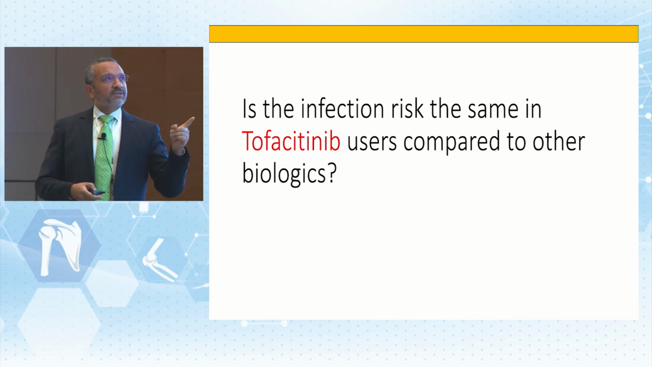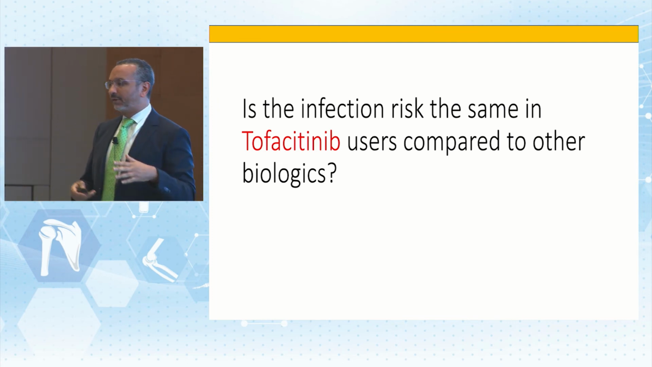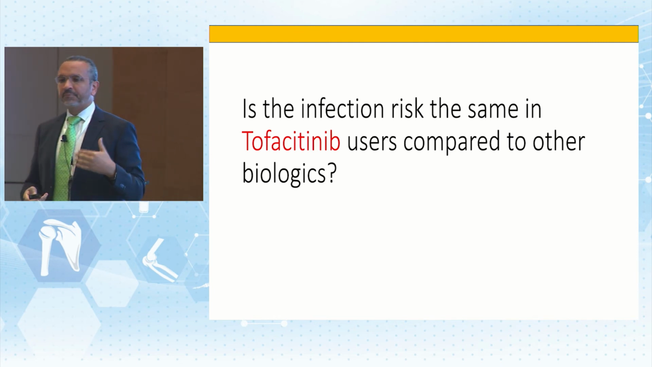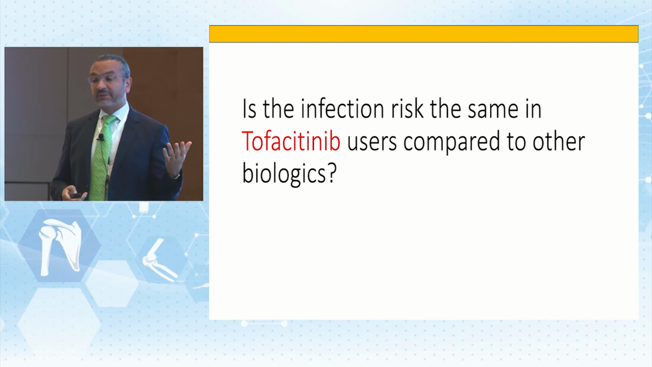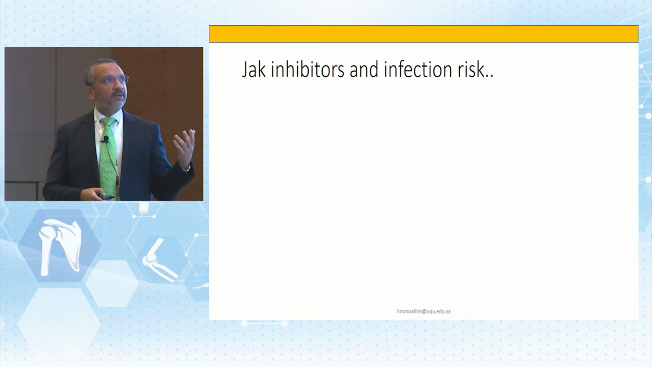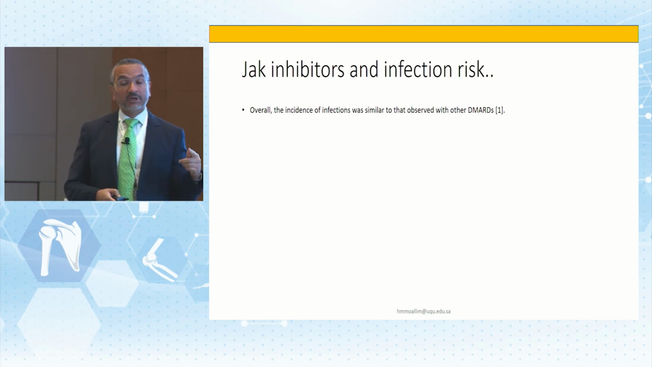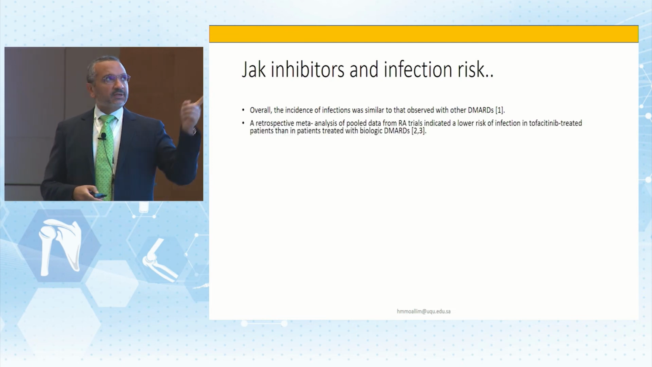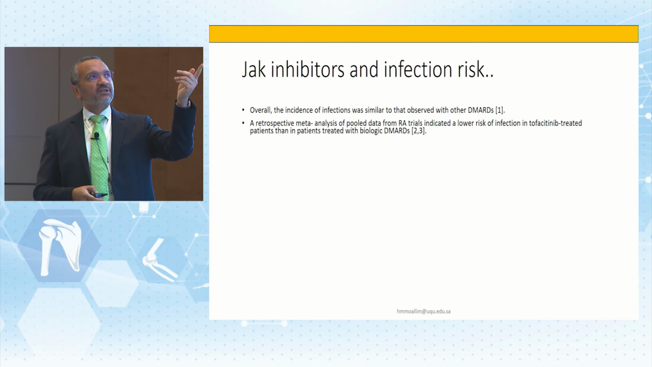So is the infection risk the same in tofacitinib users compared to other biologics? There are very variable findings in the literature. Dr. Nizar Bahabri presented a few things about the safety margins for most of these drugs, the risk of TB, and for other biologics. But in general, the incidence of infections was similar to that observed with other DMARDs. So you don't have any worrisome signals, unless I'll be mentioning in a minute. In this study, however, there are other studies that contradict this finding.